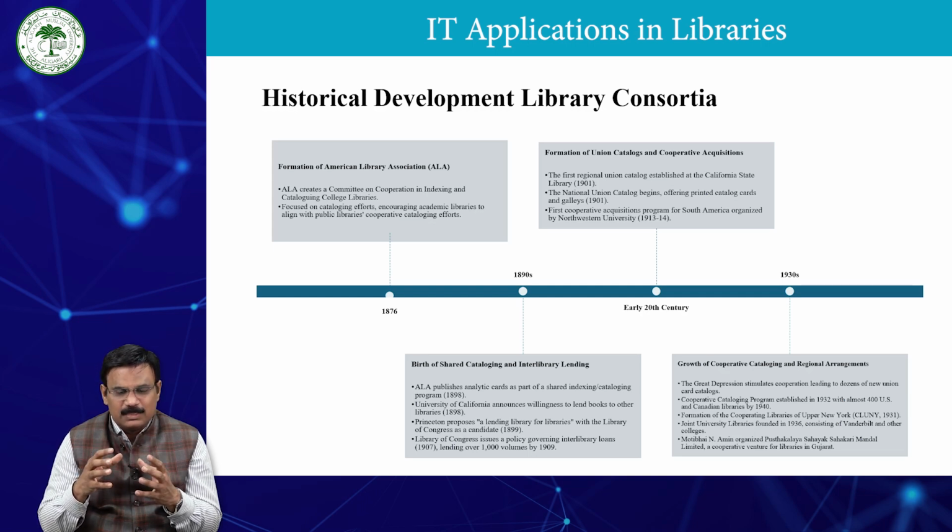During the 1930s, we witnessed the growth of cooperative cataloging and regional arrangements. The Great Depression stimulated cooperation, leading to dozens of new union card catalogs. The cooperative cataloging program was established in 1932 with almost 400 US and Canadian libraries by 1940. So this is the growth you will find in cooperative cataloging during this period.